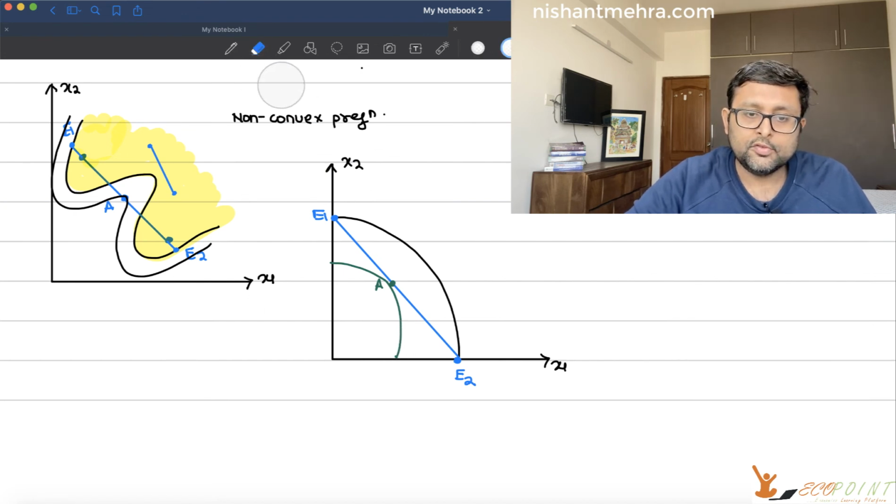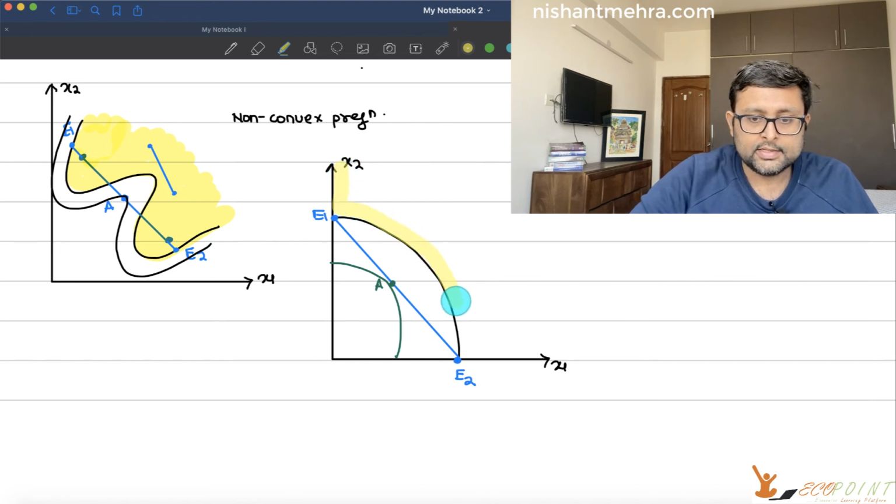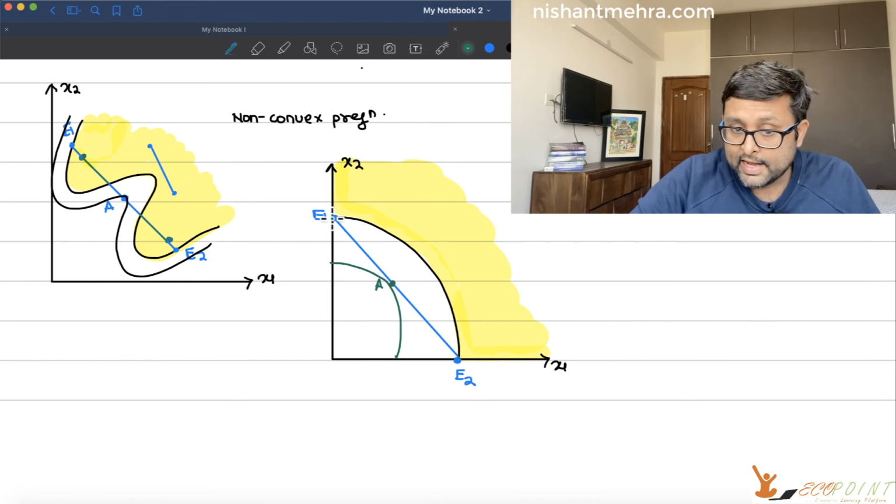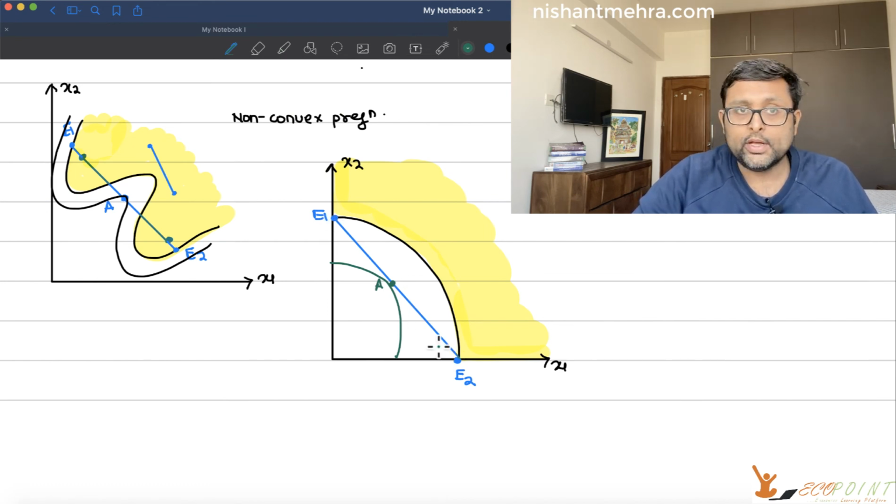And also, the weakly preferred set for these preferences is like this. So all of these, this is the weakly preferred set. I have taken these E1 and E2 in the weakly preferred set only, joined them by a line segment. Does this line segment lie within the set? No, it does not. So this is not a convex set. So the weakly preferred set of concave preferences is not a convex set here.